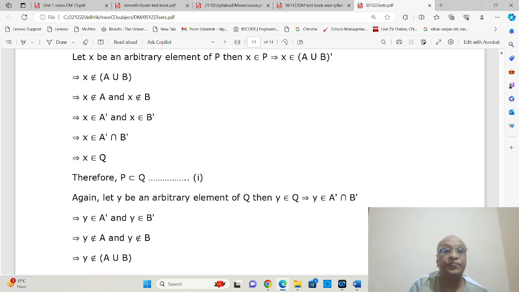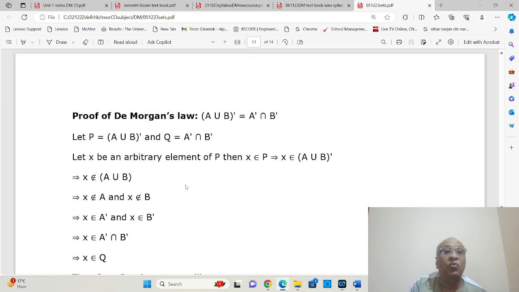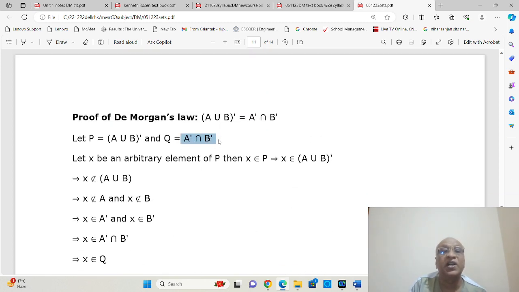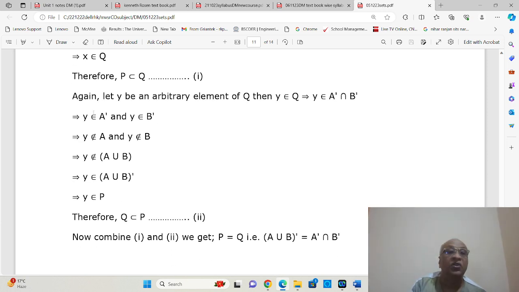Now similarly, we'll take a Y element and we say that Y is an element of Q. So if Y is an element of Q, Q is represented as A complement intersection B complement. So Y belongs to A complement intersection B complement. It means Y belongs to A complement and Y belongs to B complement.